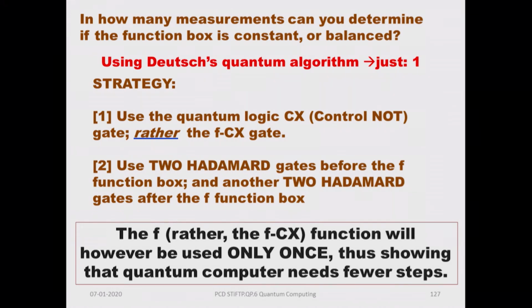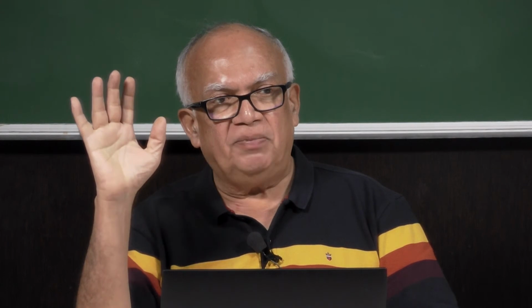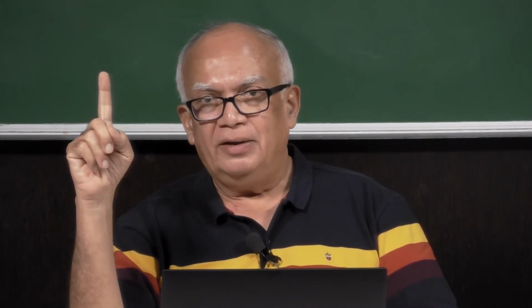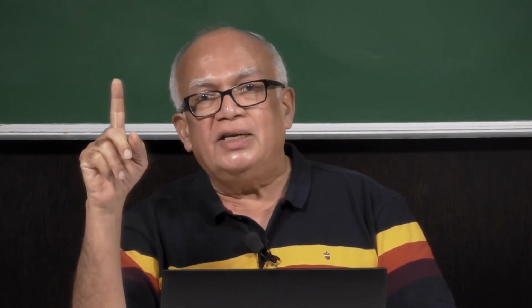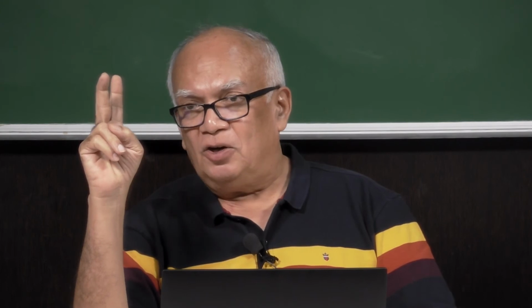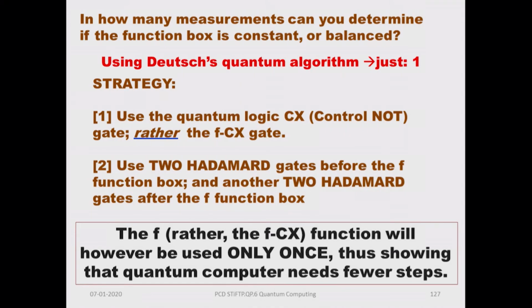So, the FCX gate will be used only once. That was the task: the function box must not be used more than once. Classical logic gates can give you the result in 2 steps. That is not of great advantage, but if you can solve this problem, what you do before and after is not the issue. But the black box, which is a function box, must not be used more than once.